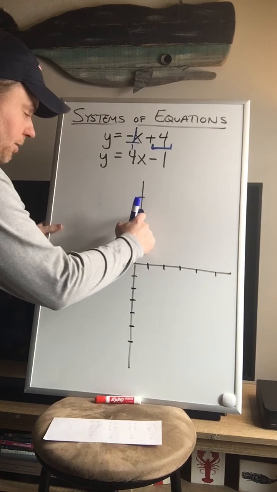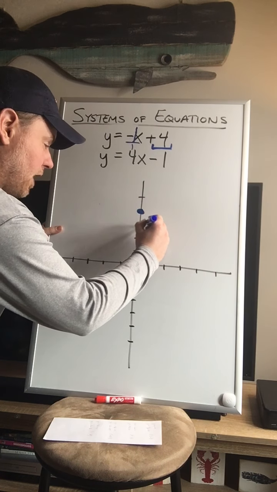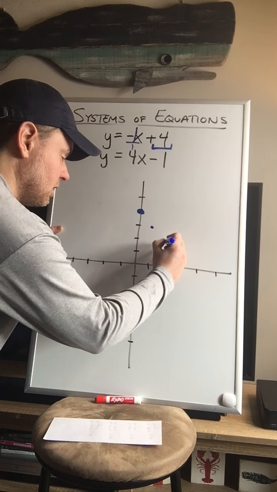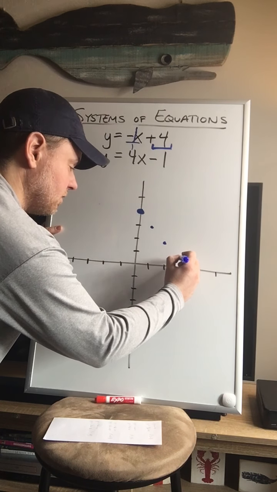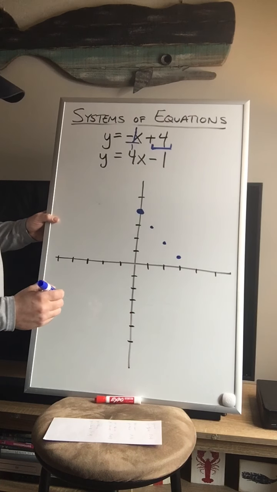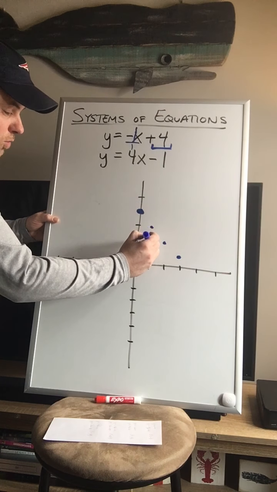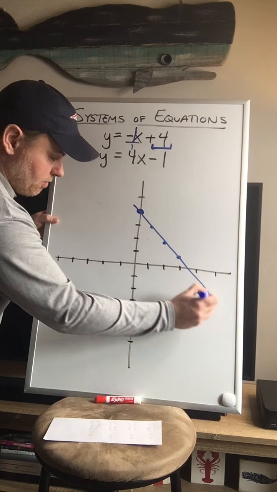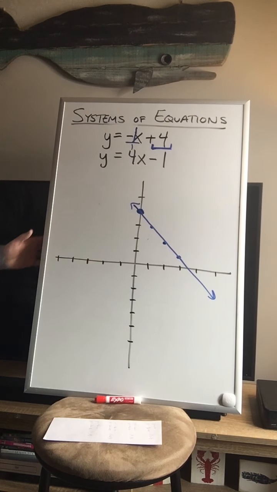So from this point, I'm going to go down 1 and right 1. Down 1 and right 1. Down 1 and right 1. Okay? So down 1 over 1, down 1 over 1. And there's my line right there. Okay?